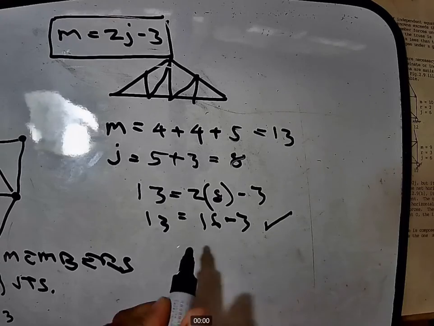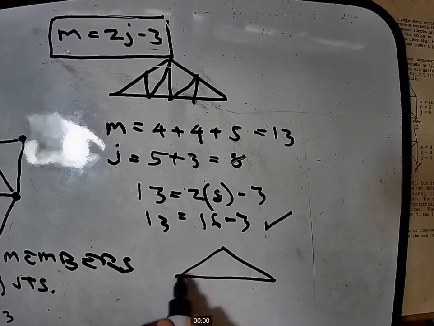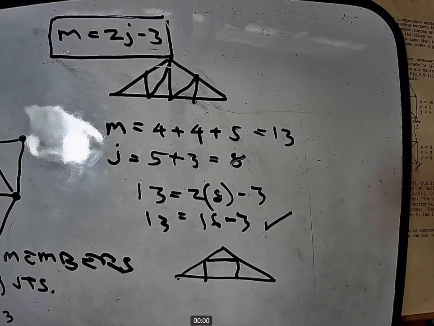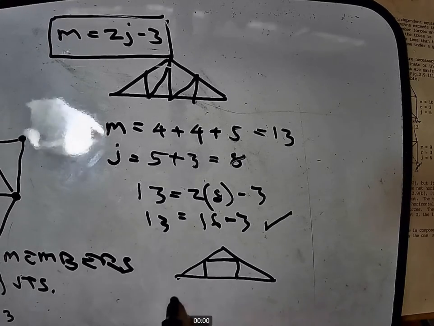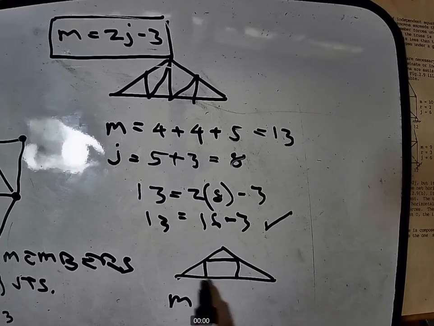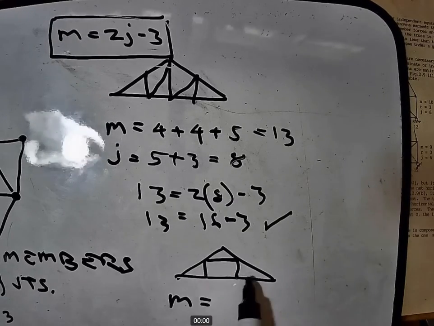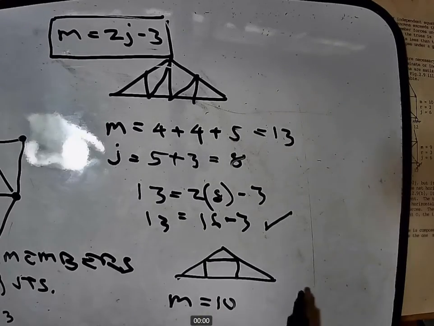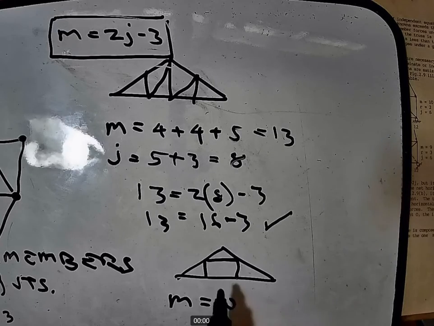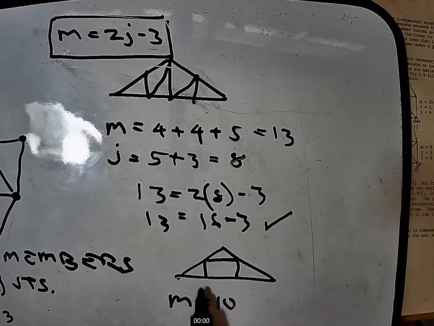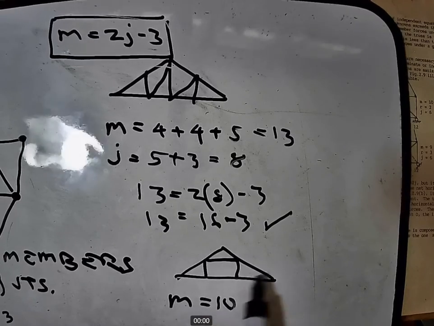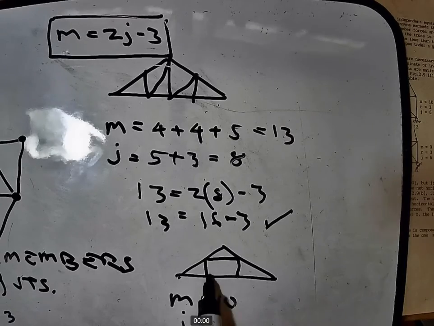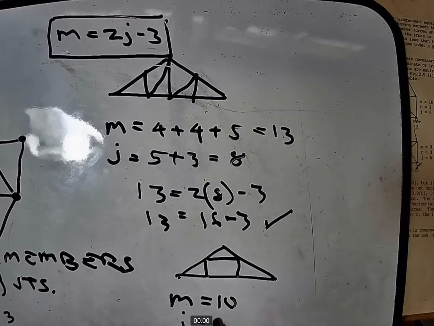Next, another example is, check natin ito. Yan, no? So, how many members? 1, 2, 3, 4, 5, 6, 7, 8, 9, 10. Okay, so bottom chord 1, 2, 3, top chord 5, 6, 7, 8, and then webs 9, 10. Yan. And how many joints? 1, 2, 3, 4, 5, 6, 7.